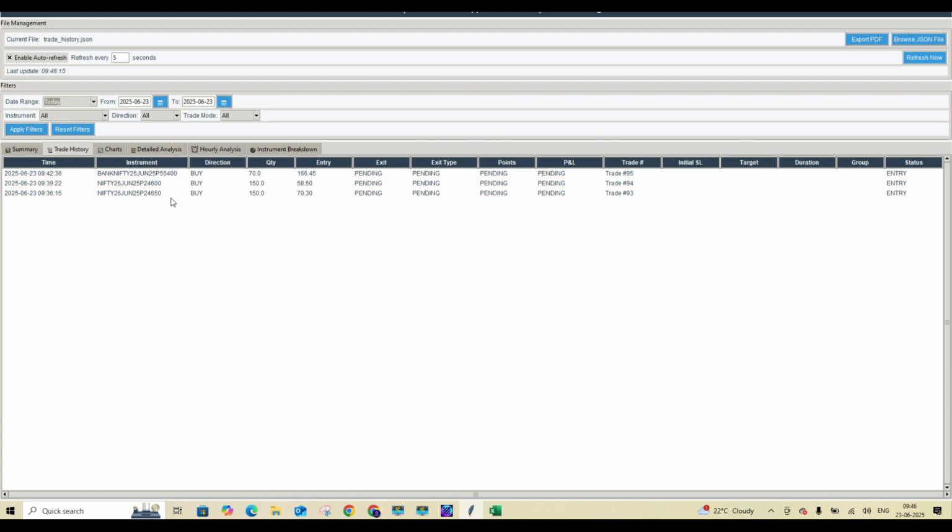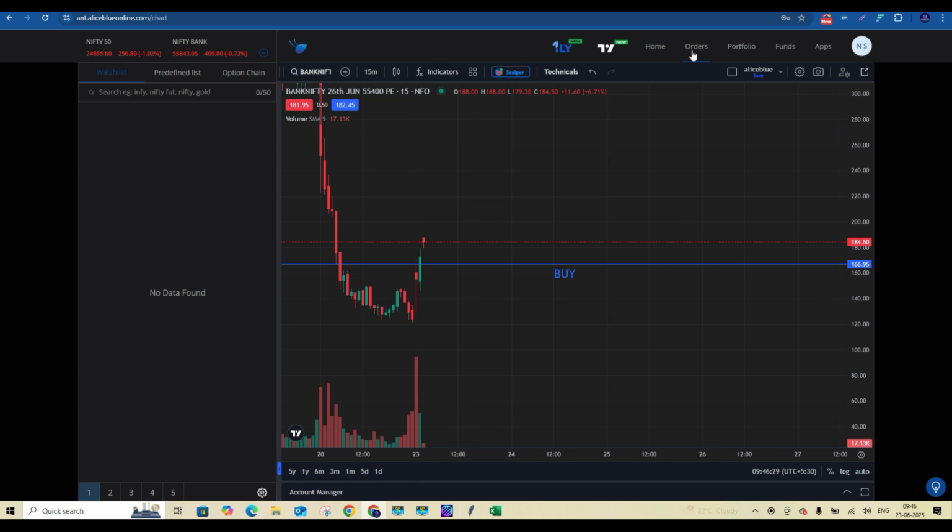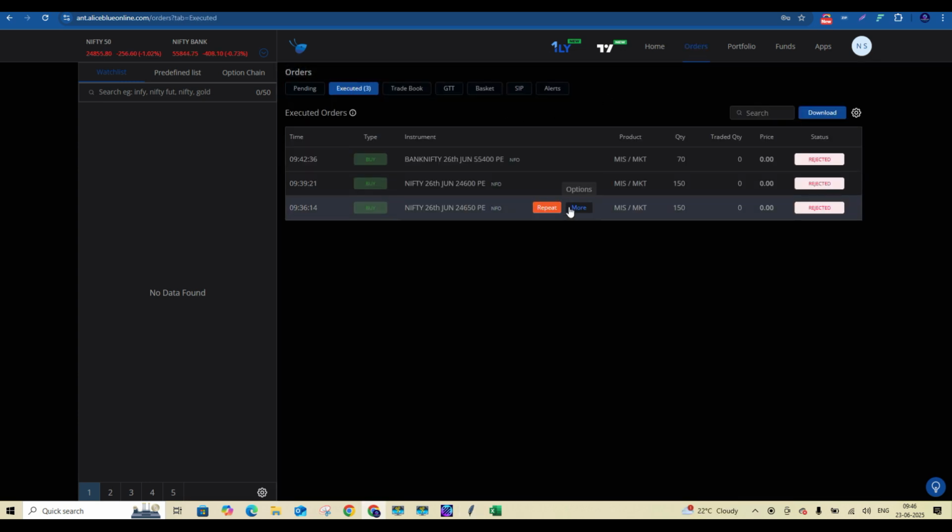Okay, and here it will show how many trades we got, total trades completed, winning rate, total profit and losses, average profit and loss per trade. Okay, as traders, now we are waiting here in Nifty, Bank Nifty, everything I have marked.